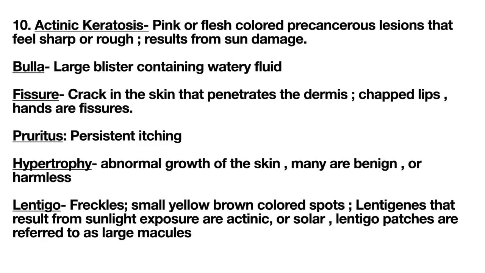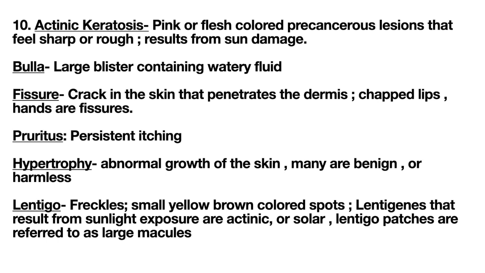Let's get into some terminology. Actinic keratosis. Pink or flesh-colored precancerous lesions that feel sharp or rough result from sun damage. Bulla: large blister containing watery fluid. Fissure: crack in the skin that penetrates the dermis. Chapped lips and hands are fissures. Pruritus. It's persistent itching. Hypertrophy. It's an abnormal growth of the skin. Many are benign or harmless.